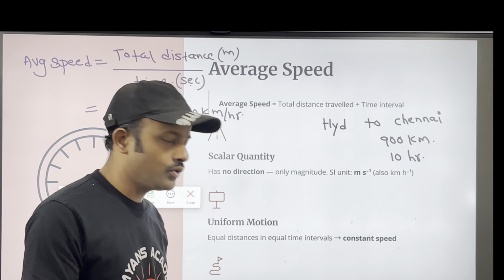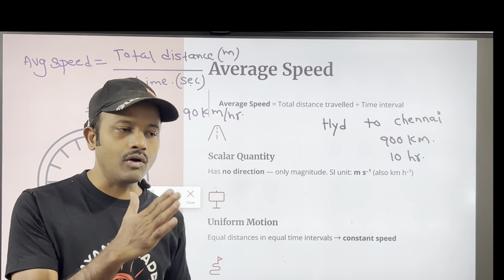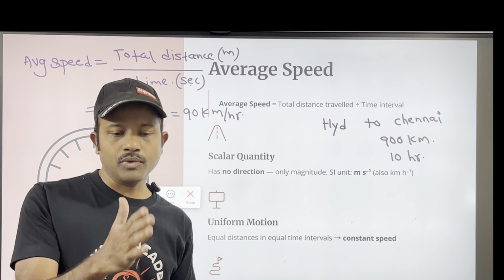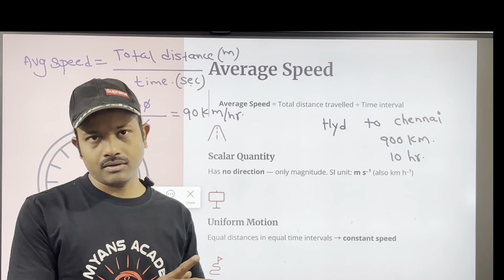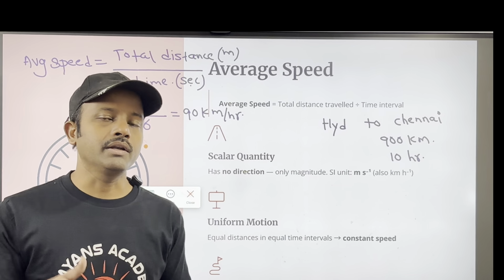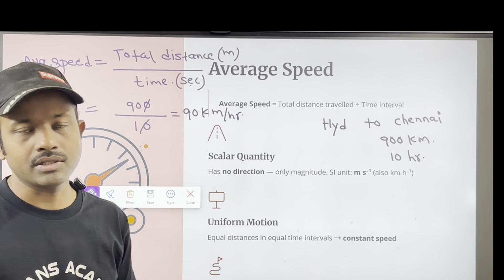Suppose you are moving by any vehicle, any bike or car, and your vehicle is always showing constant speed. Suppose your car is moving 60 km per hour for 5 hours. How much distance does it reach? 60 into 5, that is 300 kilometers it will reach.